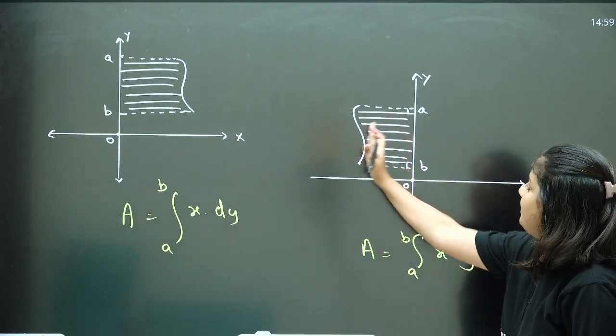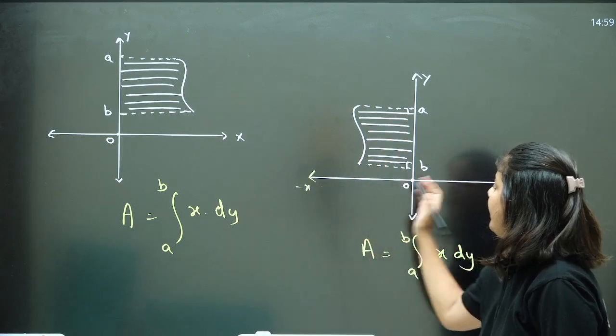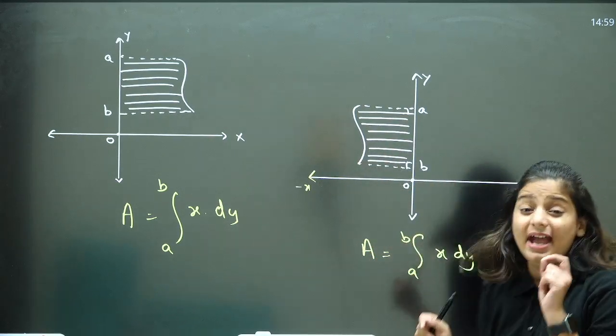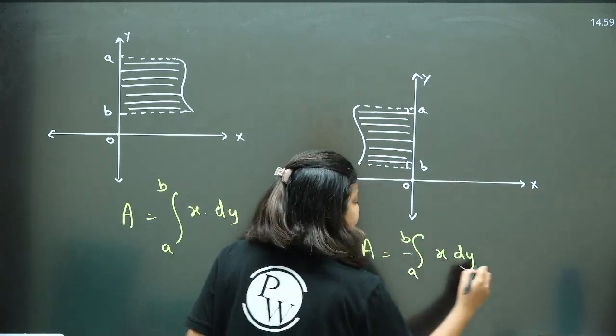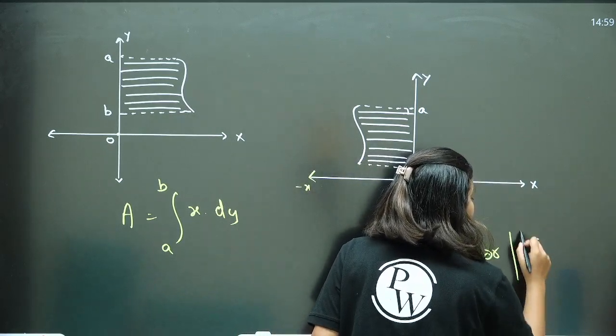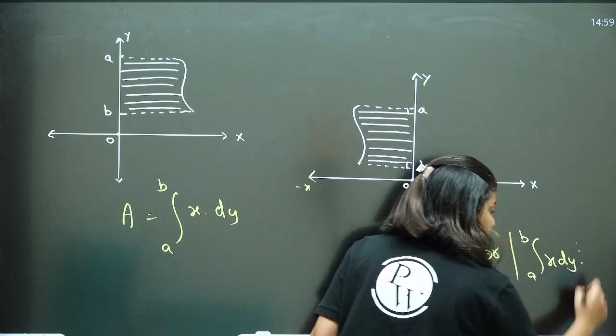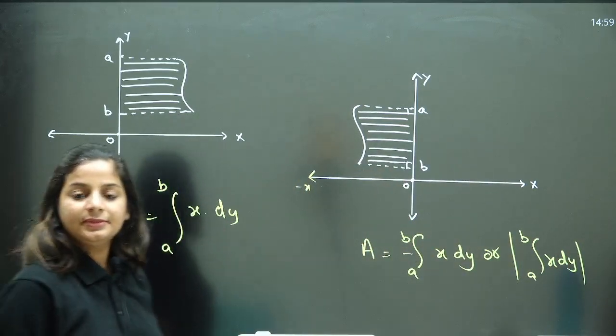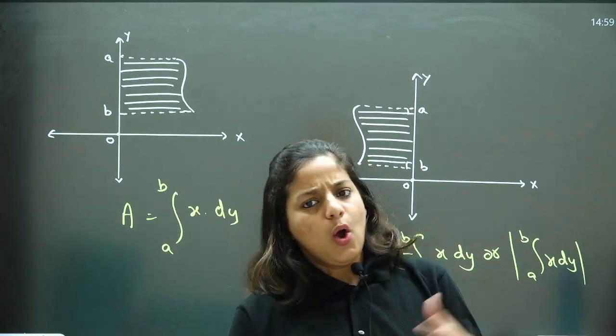But here x is going towards the negative side, minus x. This x is on the negative, so we'll get a negative area. So you will put a minus sign or you will put a mod. Understood? Yes. Very good. Is it done?